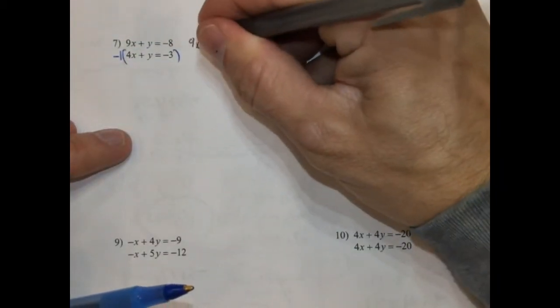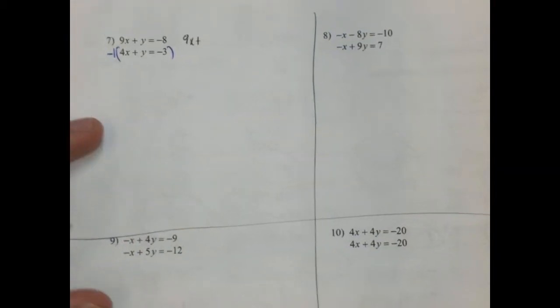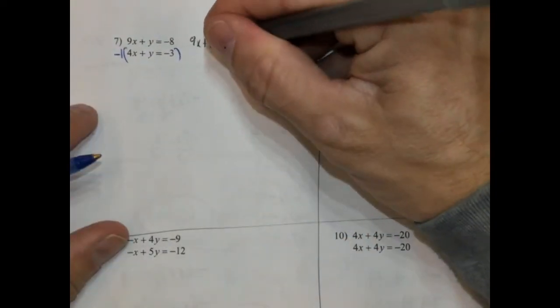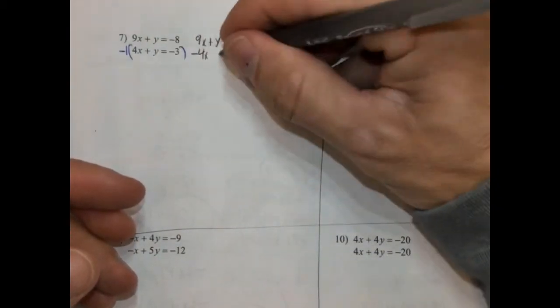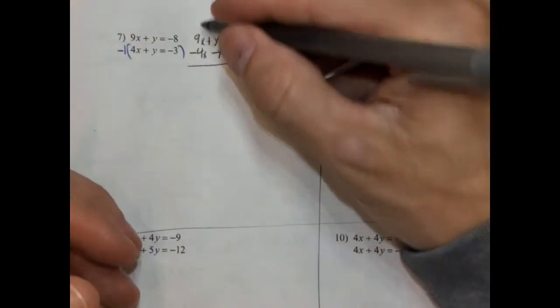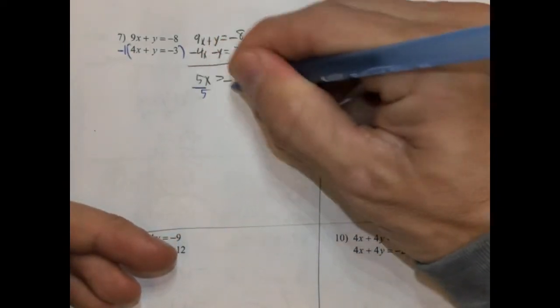So 9x plus, actually, let's separate this out. And I don't think I'll have time to do all of these, but I'll go as many as I can until the bell rings. So 9x plus y equals -8. And now we're just going to change all these signs. So we're going to have -4x minus y equals +3. And now we combine these together. So we have 5x, the y's cancel, and we're going to get -5. And we divide by 5, and we're going to get x equals -1.